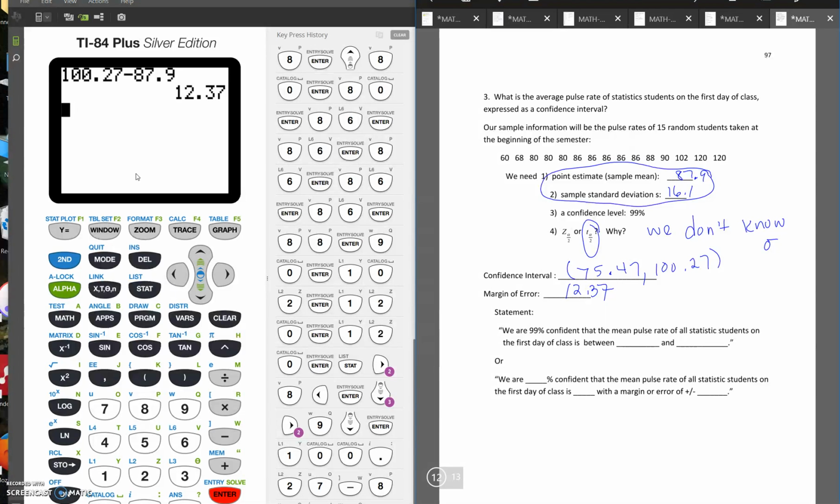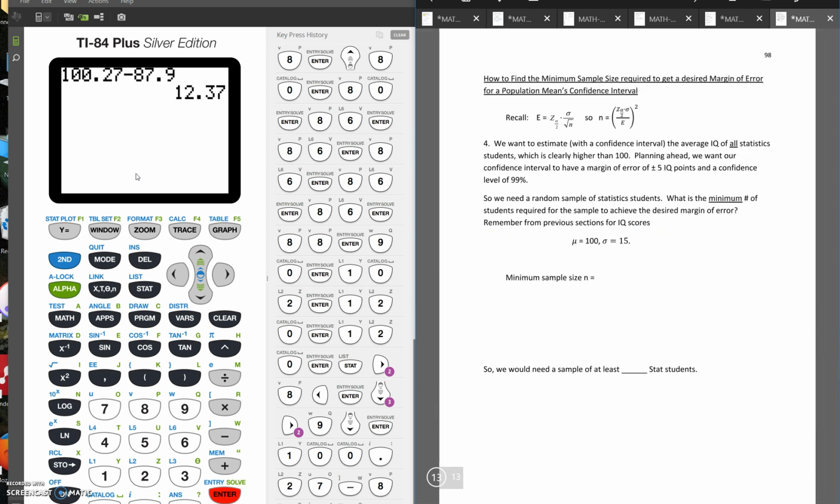So we can say that we are 99% confident that the mean pulse rate of all statistics students on the first day of class is between 75.47 and 100.27. Or we can say we are 99% confident that the mean pulse rate of all statistics students on the first day of class is 87.9 with a margin of error of plus or minus 12.37.